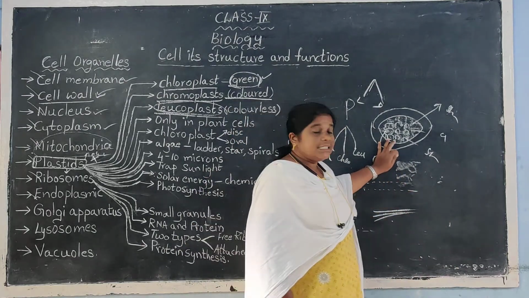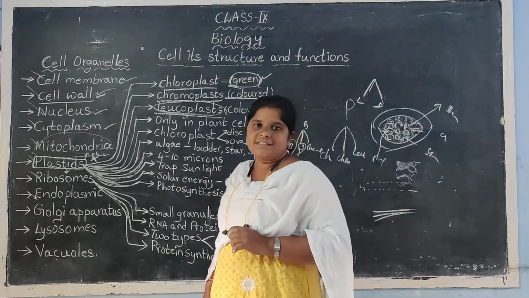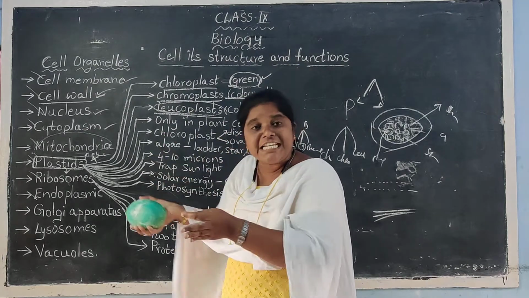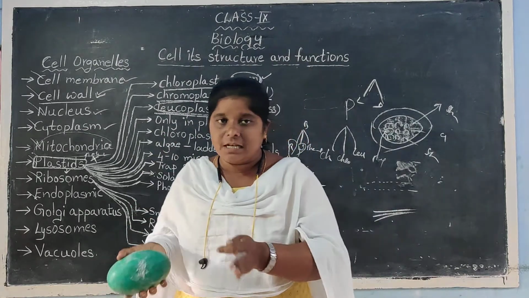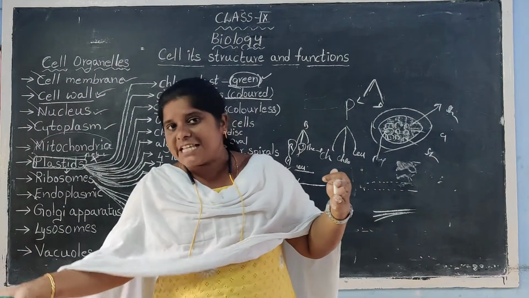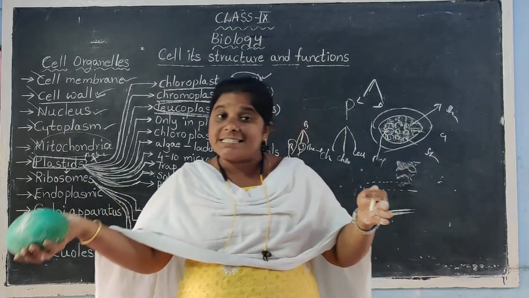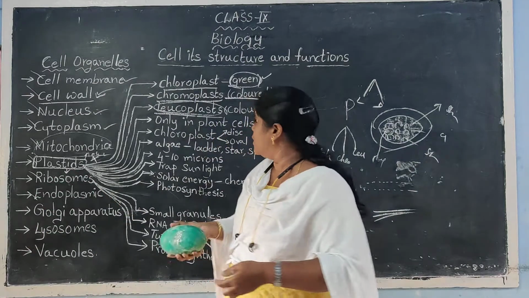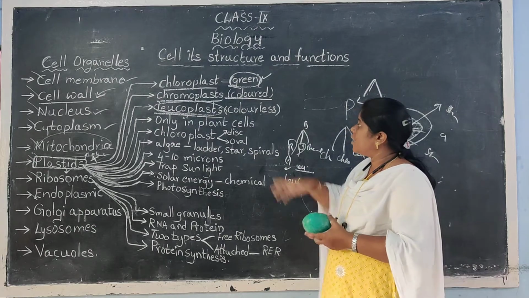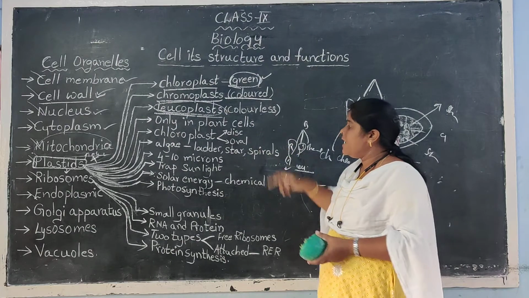And this is the structure of chloroplast. This plastid is present only in plant cells. So tomorrow when you are writing the differences between plant cell and animal cell, first you will write: cell wall is present in plant cell, cell wall is absent in animal cell. In the same way, plastid is present in plant cell, plastid is absent in animal cell. Now this is the structure of chloroplast, and it is present only in plant cells.